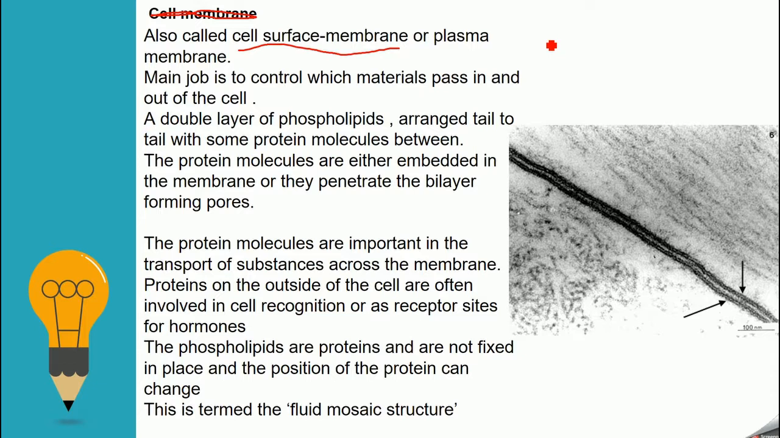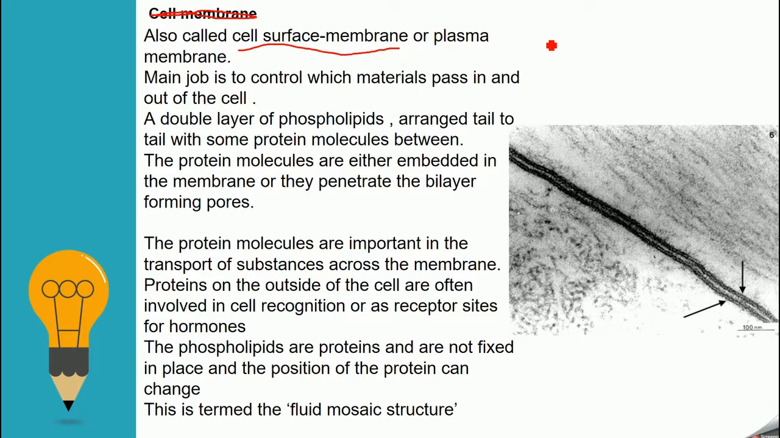So the main job of this cell surface membrane is to control which materials pass in and out of the cell. So it's like a gate. It's like an electronic gate which controls what car goes in and what car goes out. So it's pretty much the same thing here. So basically this cell membrane is a double layer of phospholipids, also known as a bilayer of phospholipids, and they're arranged tail to tail with some protein molecules between.